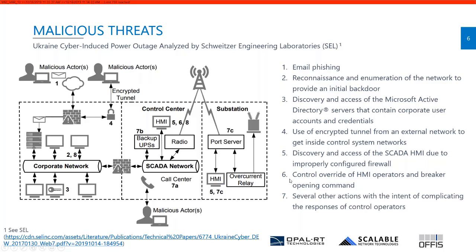They also did several other actions with the intent of complicating the response of control operators to make sure that they could not stabilize the network quickly. So as they were already in the communication network and had control of the HMI, they had also the power to prevent the operators from efficiently responding to this attack. And in the end, they also tried to run a KillDisk malware to wipe out the control center HMI and workstation. This can have very serious consequences.